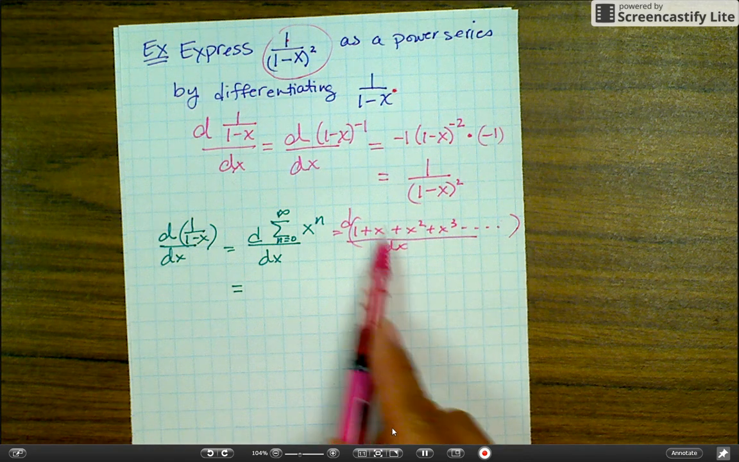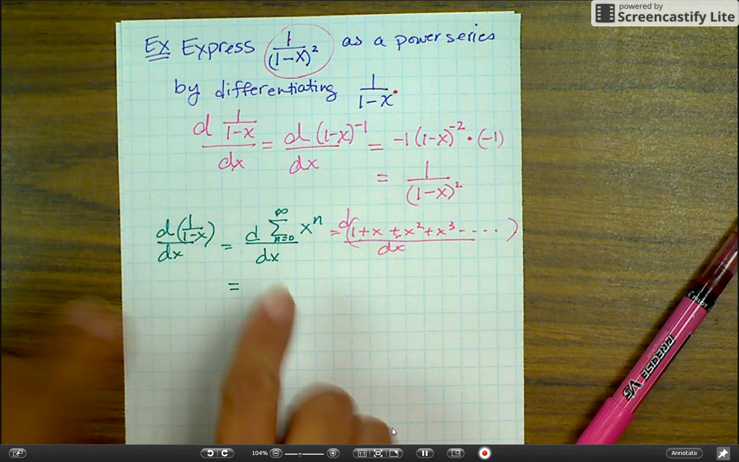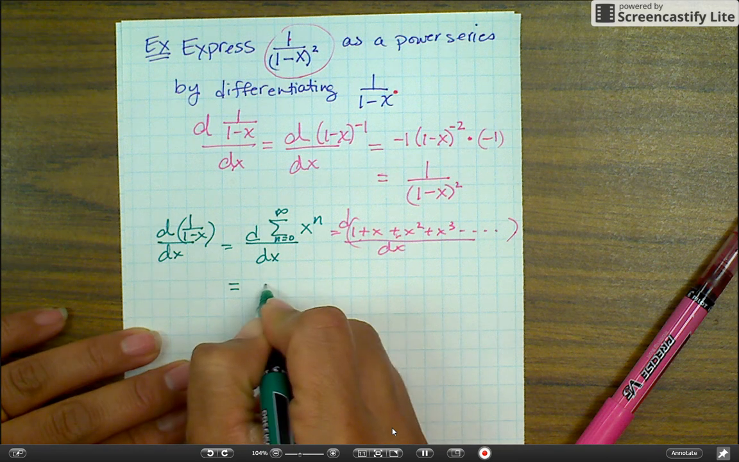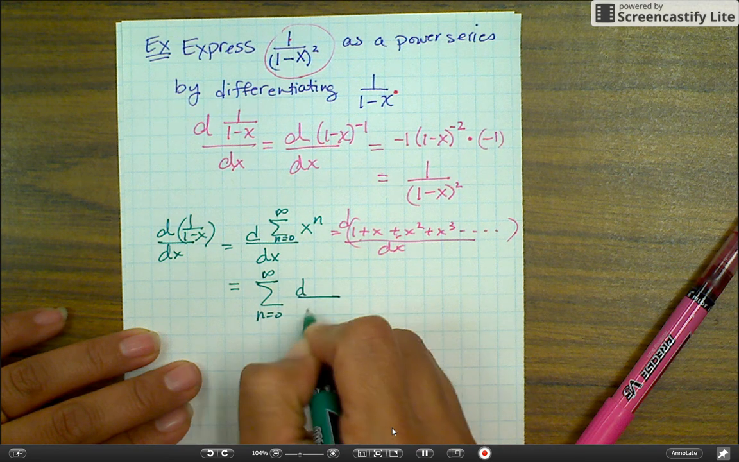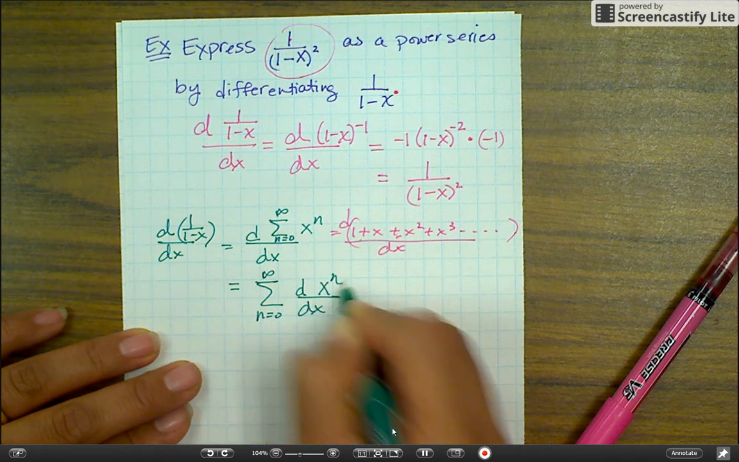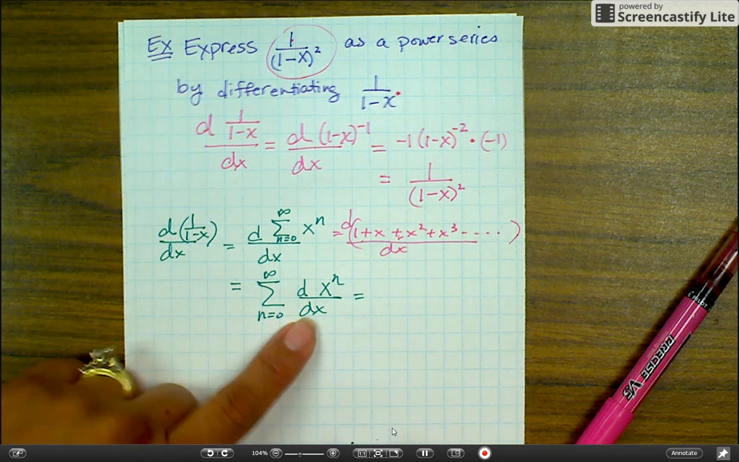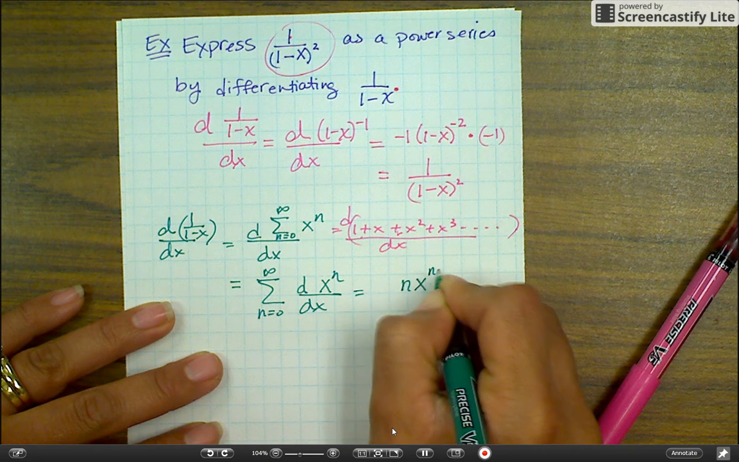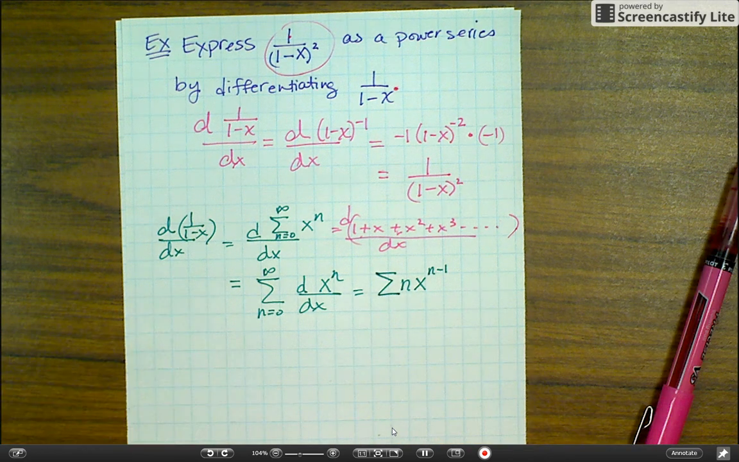Well, I would just be doing the power rule, right? I would bring down my exponent and then subtract 1. So that is the same thing I do for this expression. This is the same thing as the sum, n equal to 0 to infinity, of the derivative with respect to x of x to the n, which is equal to, well, we know what that is. That is n x to the n minus 1, right? But now we're going to have the sum of that.